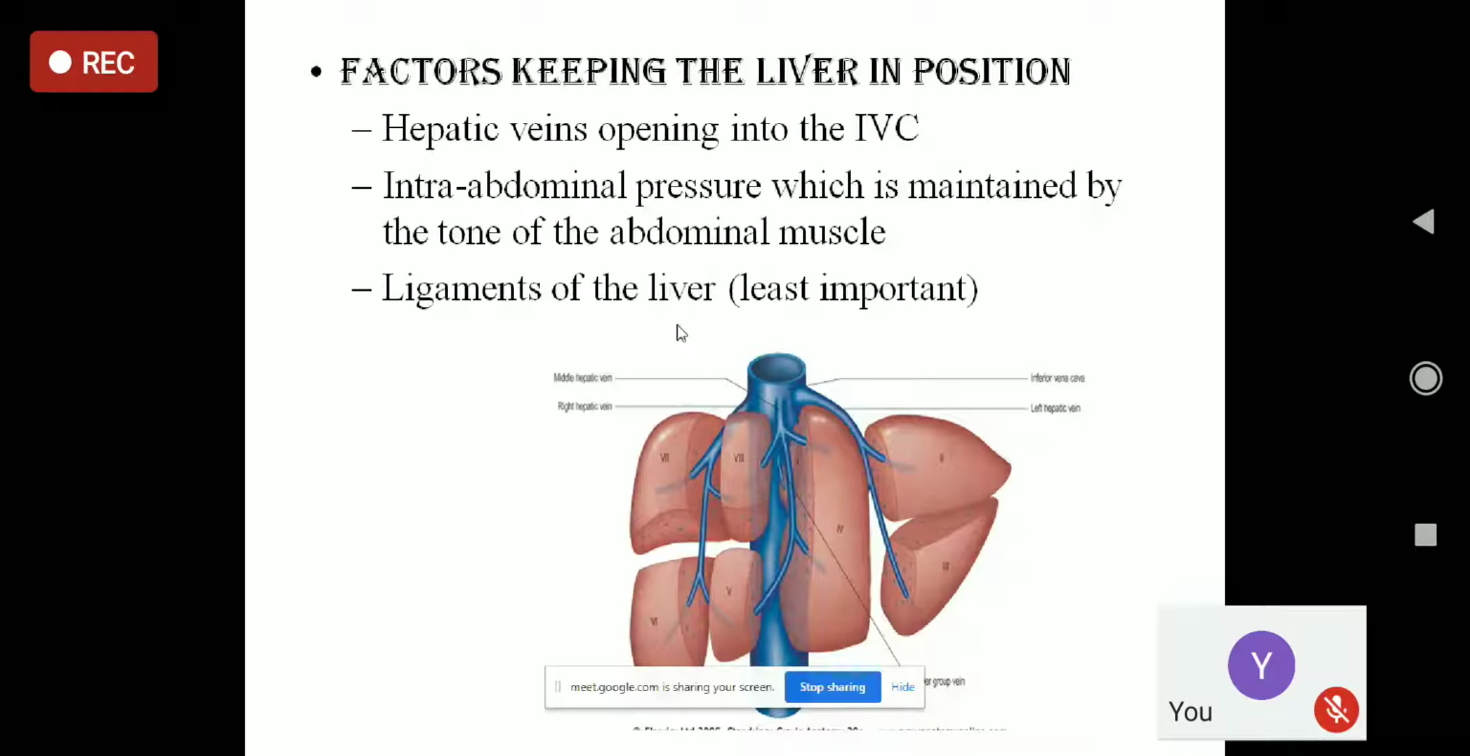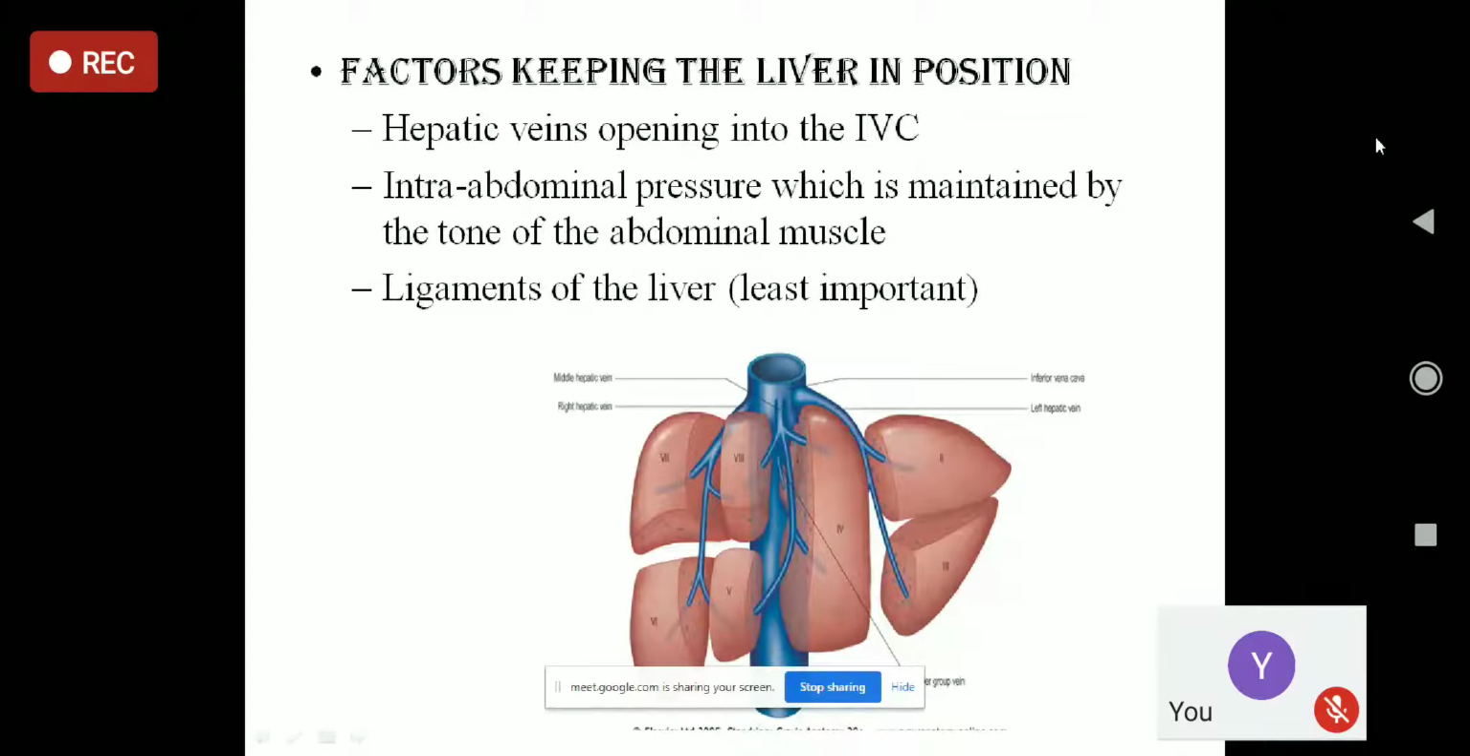Yes, ma'am. So first, what you have to say is that the hepatic veins that open into the inferior vena cava hold the liver in position. This is the first one. Then only you say intra-abdominal pressure and ligaments of the liver. But what you do in viva is remember only the ligaments and forget both of these.